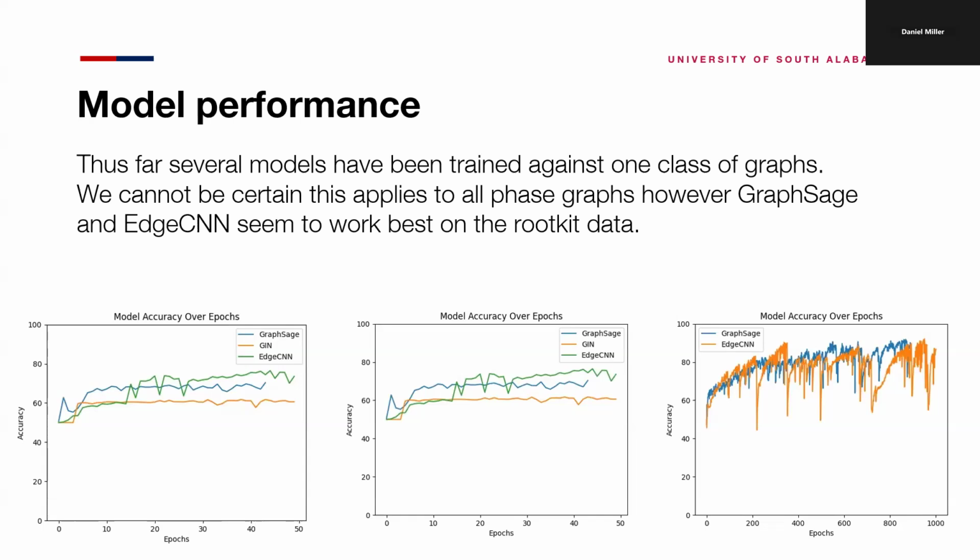From my results so far, it seems like GraphSage and EdgeCNN perform the best. We do have a bit of weirdness when it comes to the results from EdgeCNN. It's very shaky. I'm curious to see how it'll perform against the new validation data. But so far, these two, GraphSage and EdgeCNN, are my best candidates.